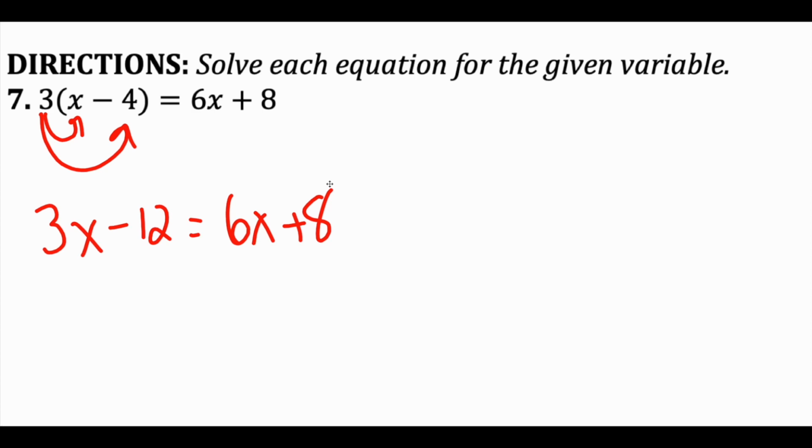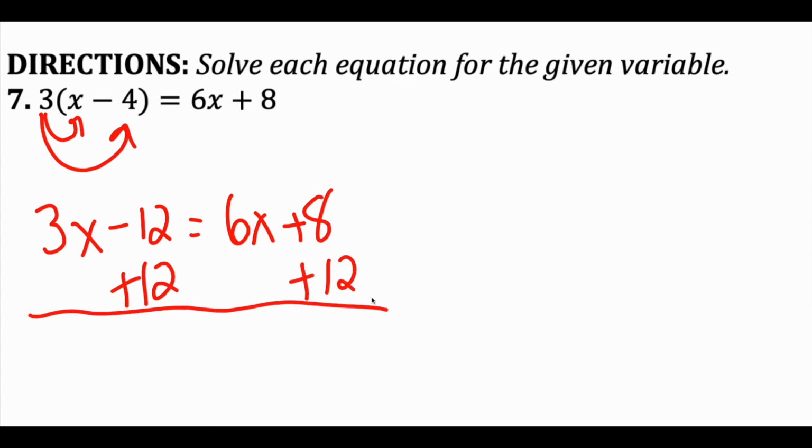Then I need to move all of my terms around. Now, I like to move my variables to the left and my other numbers to the right. You could do that differently, and I know some of you were taught to move the smaller variable. That's entirely up to you. But I'm just going to move my variables to the left, move my other numbers to the right. So 3x equals 6x plus 20.